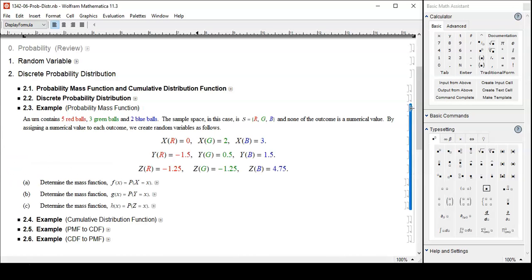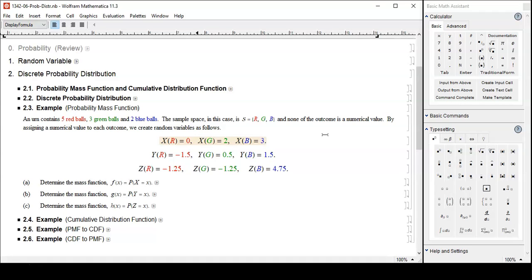Okay, here we go. The same example. Same urn with same colored balls. 5 red, 3 green, and 2 blue balls, so that we have this sample space. The same example problem that we have been working on since week 4, I think. All right. Now, let's assign some numbers. Instead of RGB, we assign 0, 2, and 3 respectively, and nothing else.